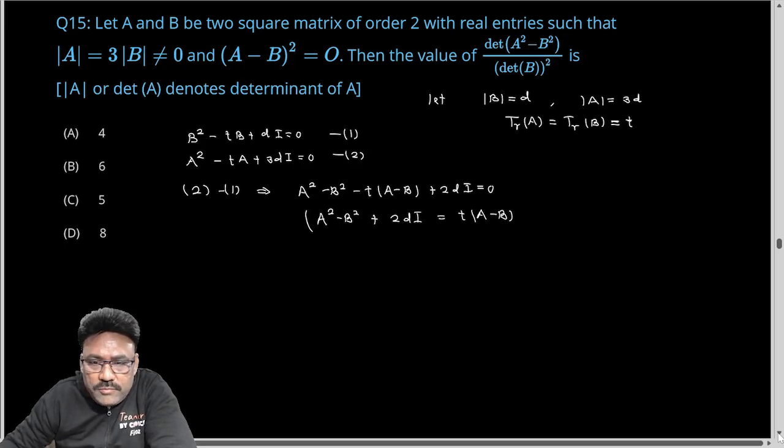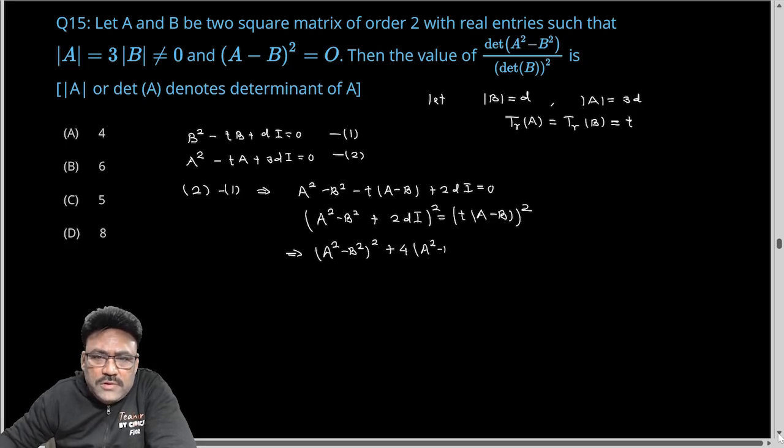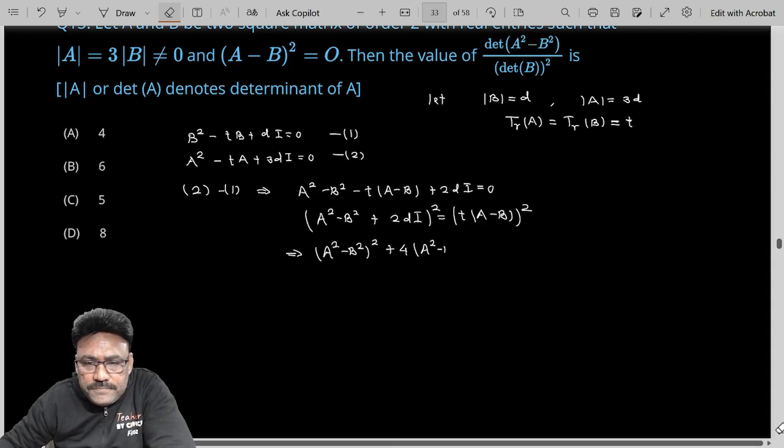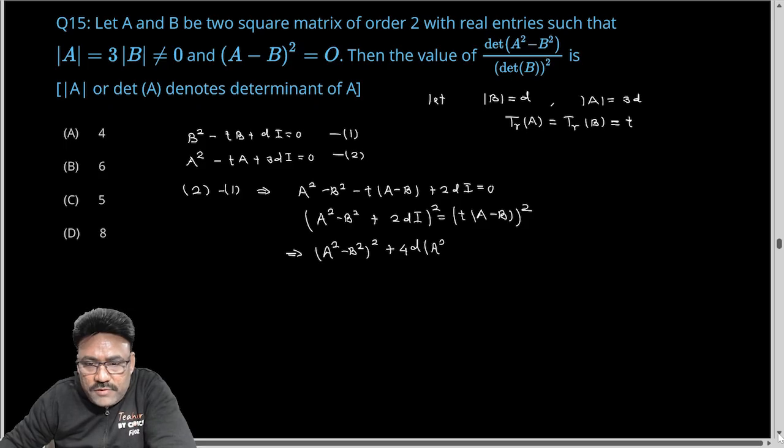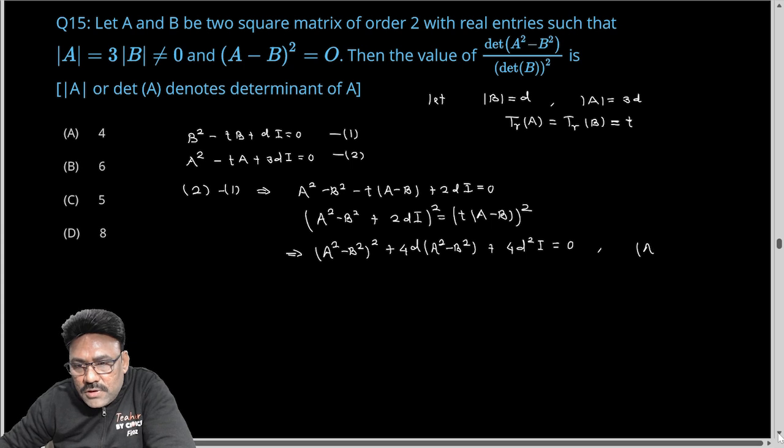Now if I square both sides, it is A square minus B square plus 2dI whole square. Then I will get A square minus B square whole square plus 4d times A square minus B square, and then 4d square I square, which will be I only. The right side is 0. Why is the right side 0? As A minus B whole square is 0 here.